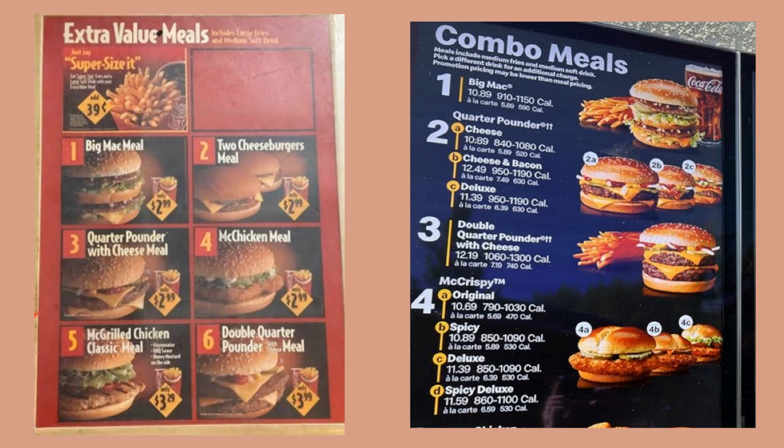In the 90s, a double Quarter Pounder with cheese meal cost you $3.99. These days, that same meal is an astounding $12.19. And we see similar price increases for food at the grocery store. We see similar price increases for other commodities such as housing and education. Why is this happening? Because the dollar simply isn't worth as much as it used to be.